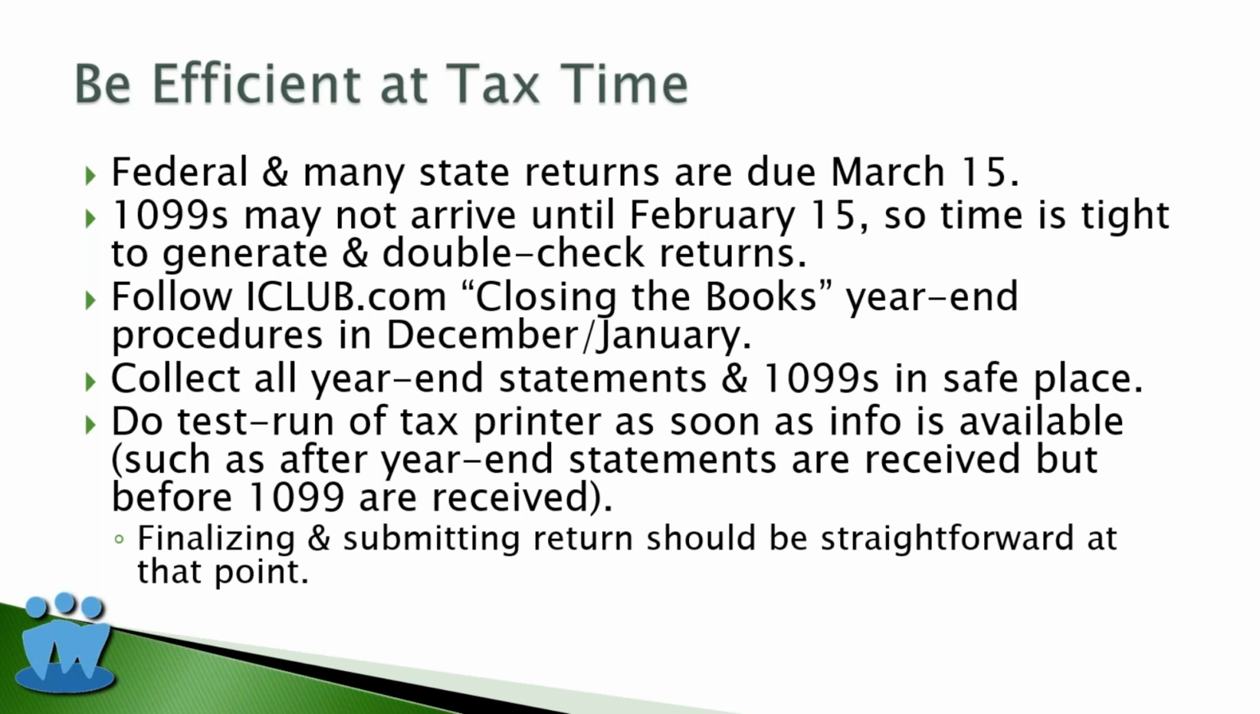You can be efficient. There are some things that you can do to make sure that you've got everything taken care of. We have our Closing the Books year-end webinar and procedures that we will present in December. So that gives you a series of steps that you can do to make sure that at the end of the year you're wrapping up everything accurately. As you get those year-end statements and 1099s, collect them all in one place. I know I tend to print out my personal ones and put them in a folder so that as they keep arriving, as I get email notices that they're available, I've got them all there and ready for my personal tax return. Clubs should be doing the same.